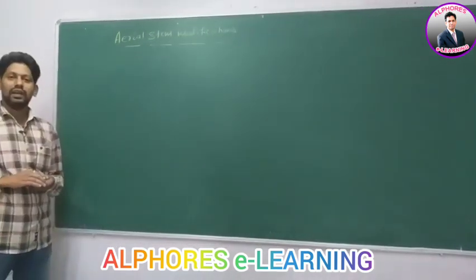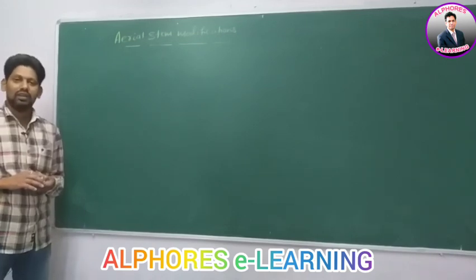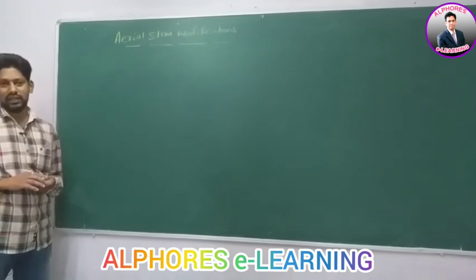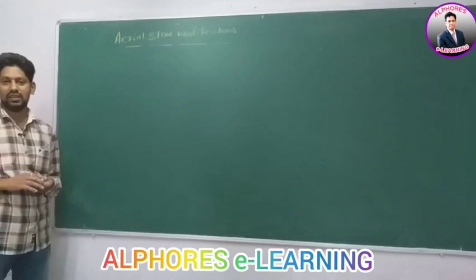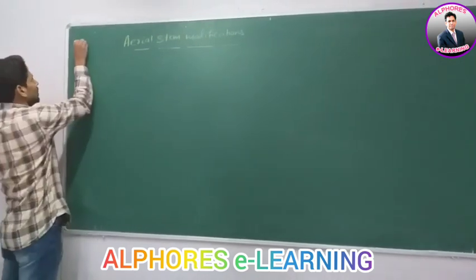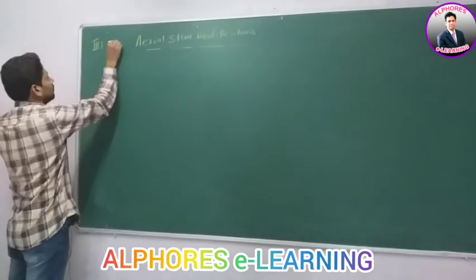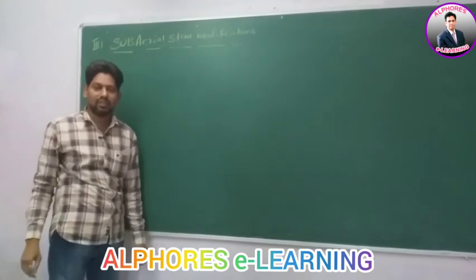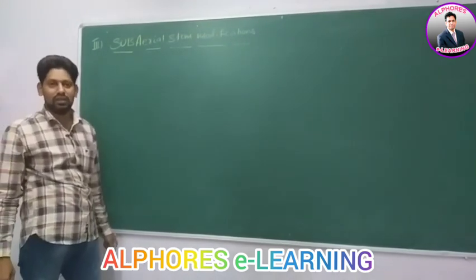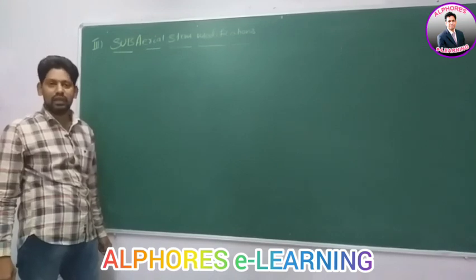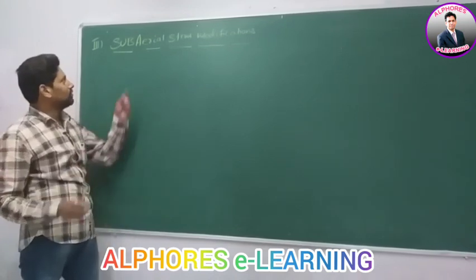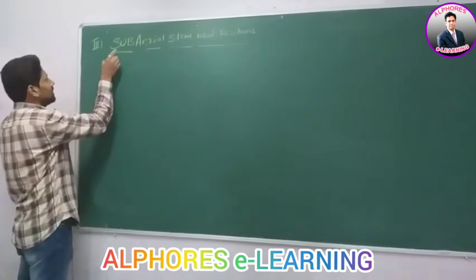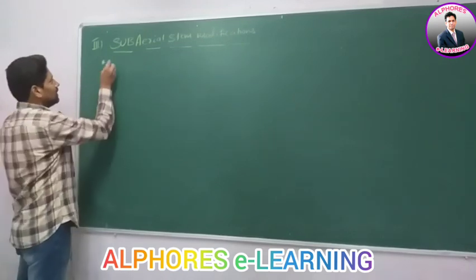We are discussing stem modifications. Stem modifications are of three types. Number one, underground stem modifications. Number two, aerial stem modifications. Number three, subaerial stem modifications. We completed underground stem modifications and aerial stem modifications. Now we are going for subaerial stem modifications. Now listen here. What is the meaning of subaerial stem?